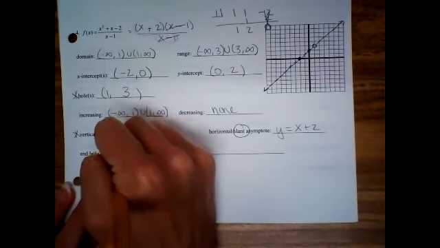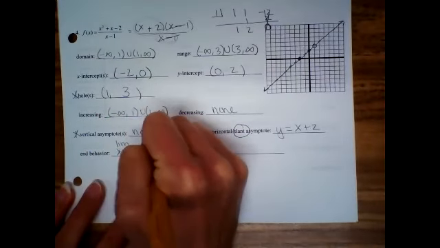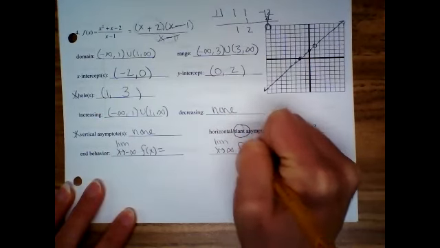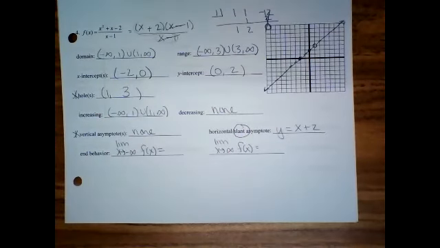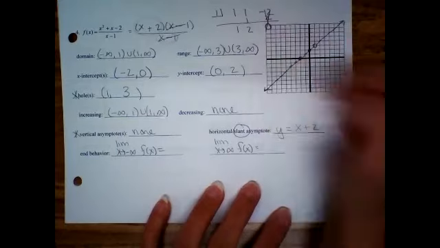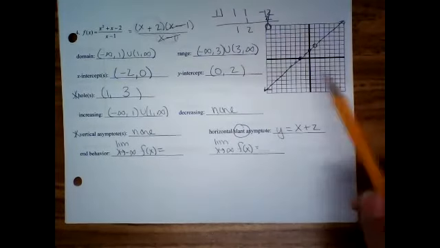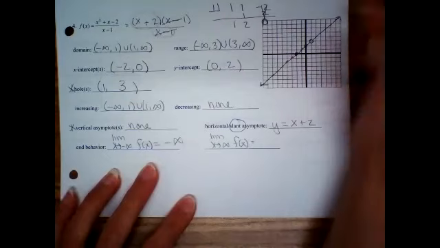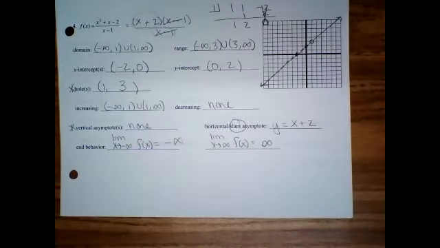And then end behavior, limit as x goes to negative infinity of the function, limit as x goes to positive infinity of the function. And you can cover up the middle of the graph if you want, but this one's pretty easy to see. Where does the left arrow go? Negative infinity, right arrow, positive infinity.